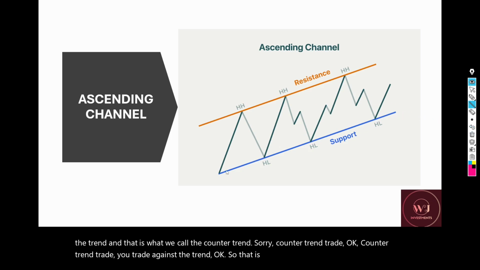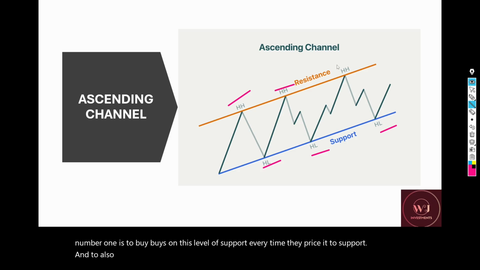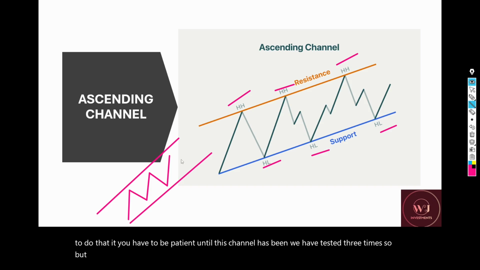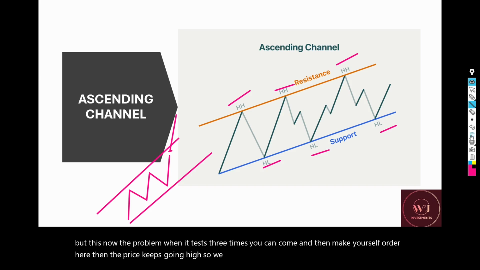So the way to trade, number one, is to make buys on this level of support every time the price hits the support, and to also make short signals every time the price hits this upper resistance level. But for you to do that, you have to be patient until this channel has been tested 3 times. But this is now the problem. When it tests 3 times, you can come and make your sell order here, and then the price keeps going higher. So we shall see how to avoid that.